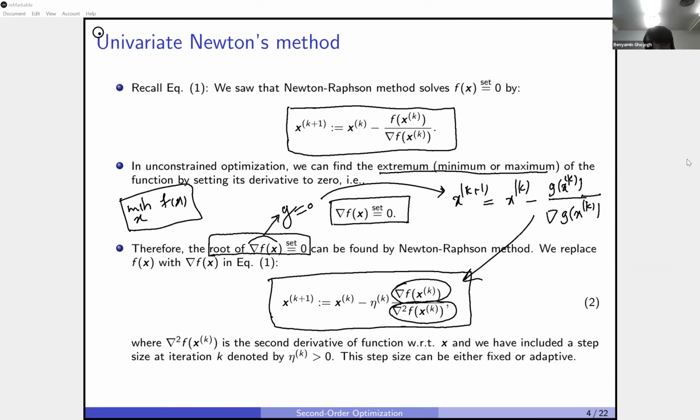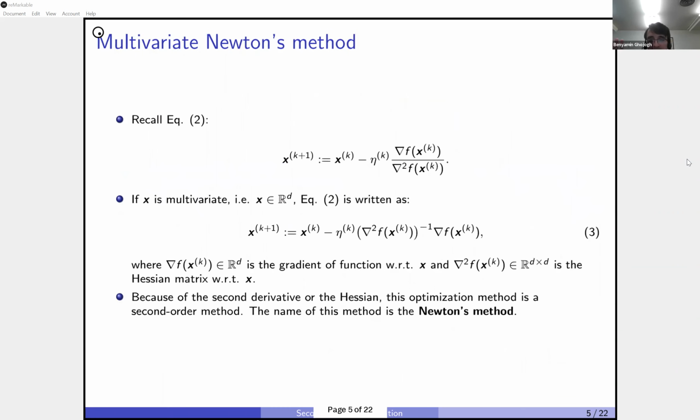By the way, we have added this here. We didn't have this. This is just for a learning rate. If you set the learning rate to be 1, then it will be very similar to the Newton-Raphson method. The learning rate is greater than 0. And this is the second derivative. This is the first derivative. As you see, it has a second derivative, so it's a second order optimization. And it's Newton's method because it's very similar to the Newton-Raphson algorithm. Newton worked on that.